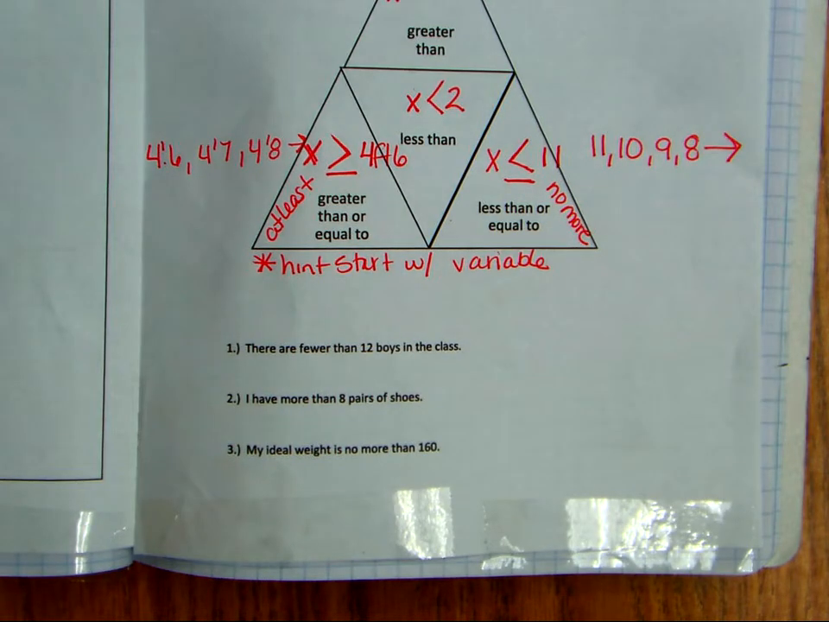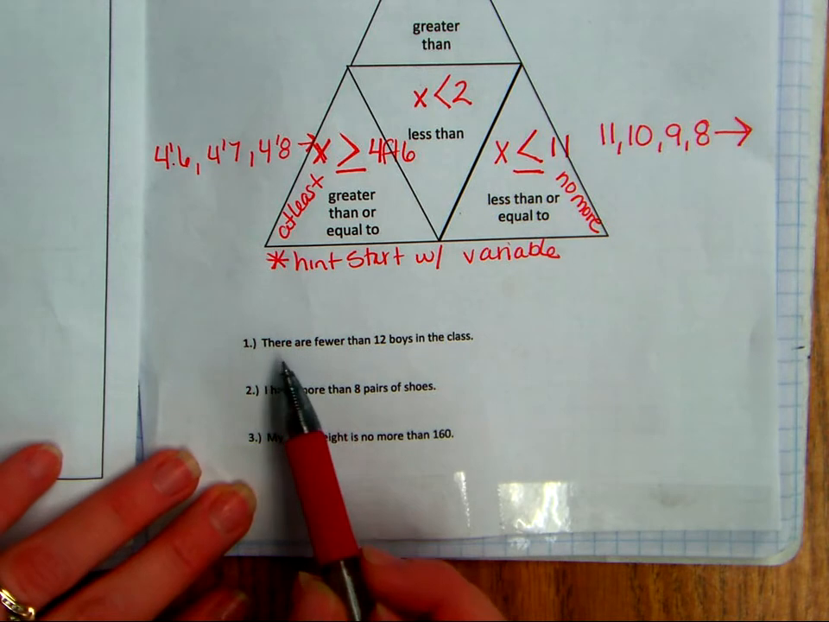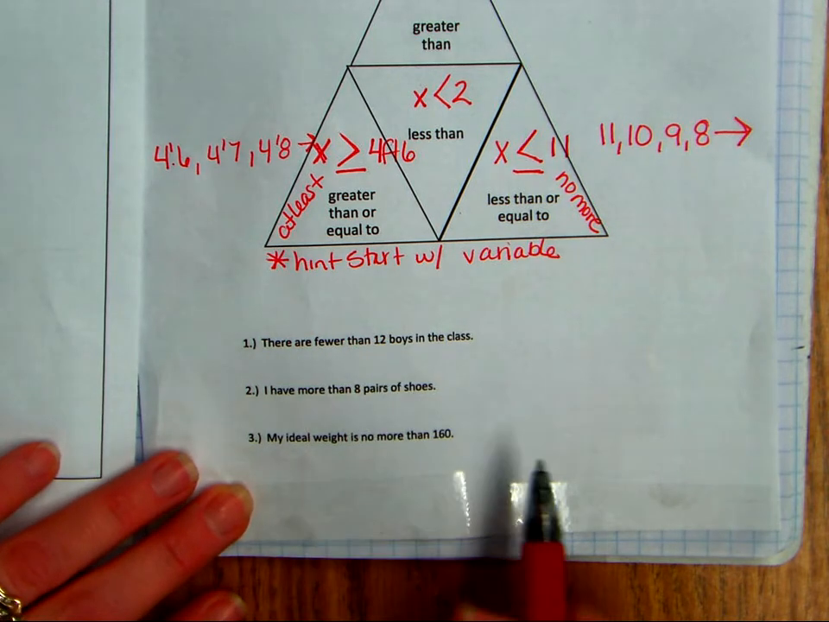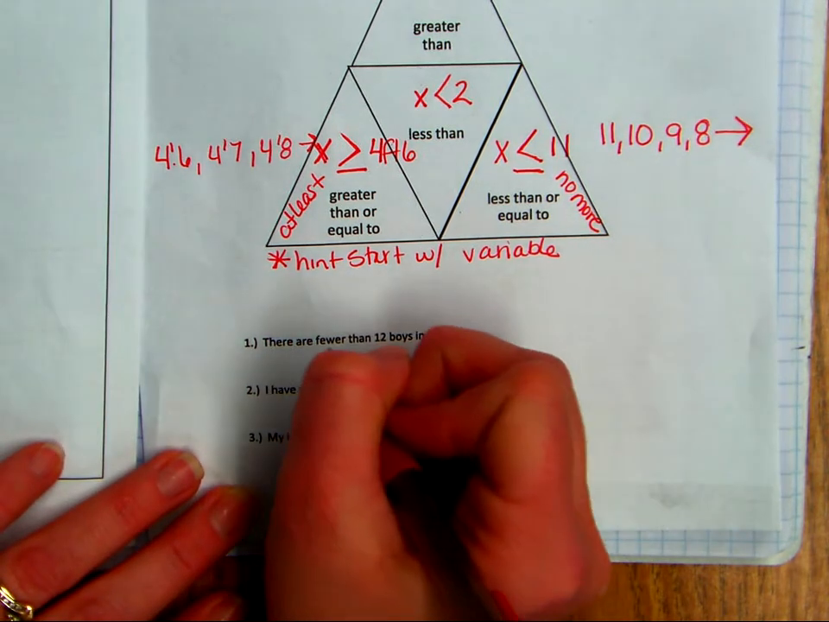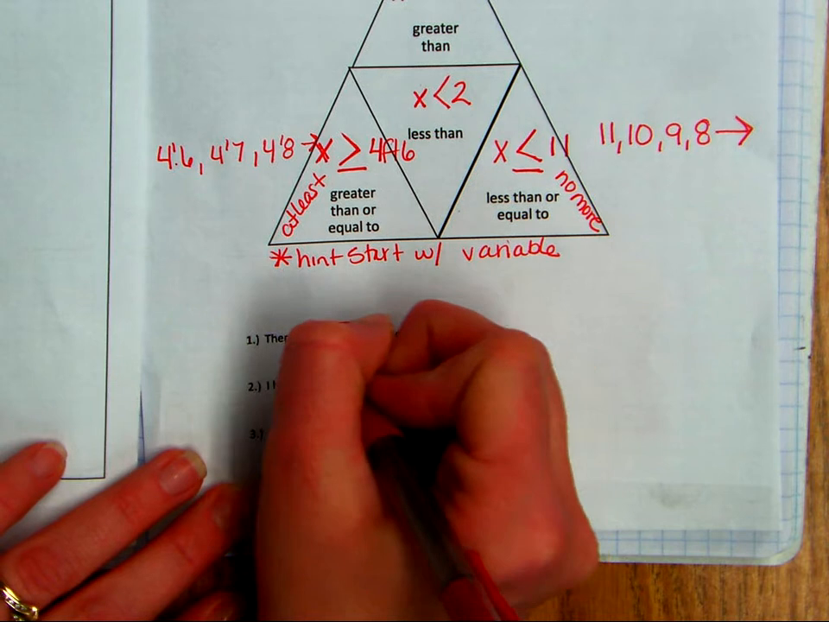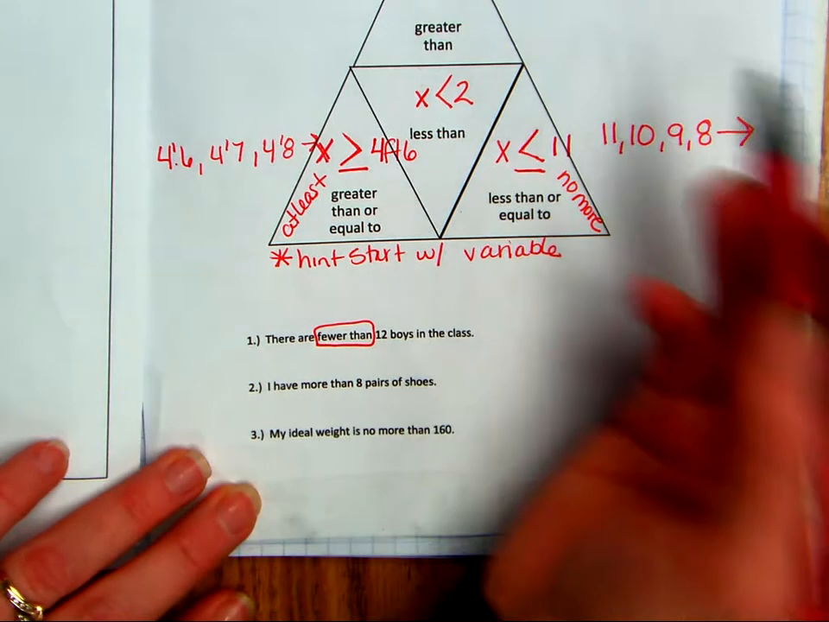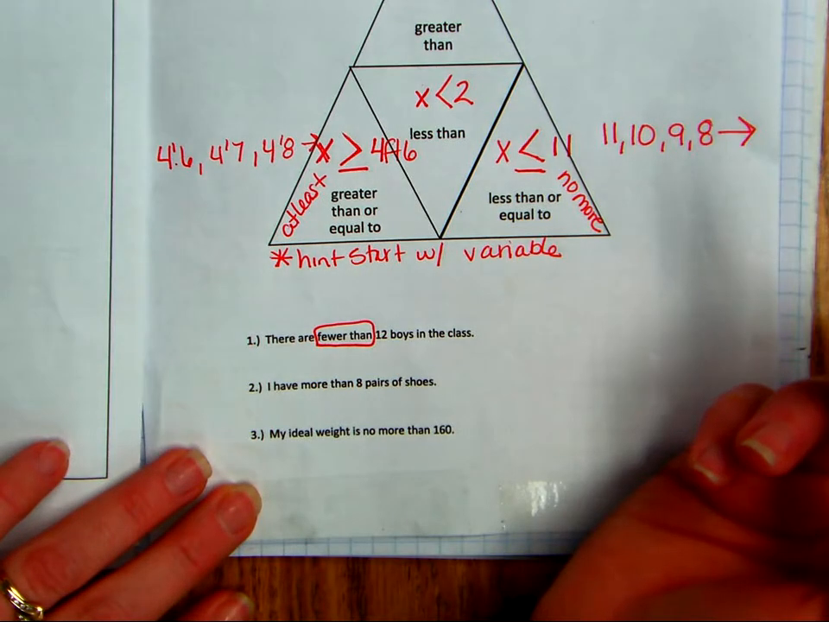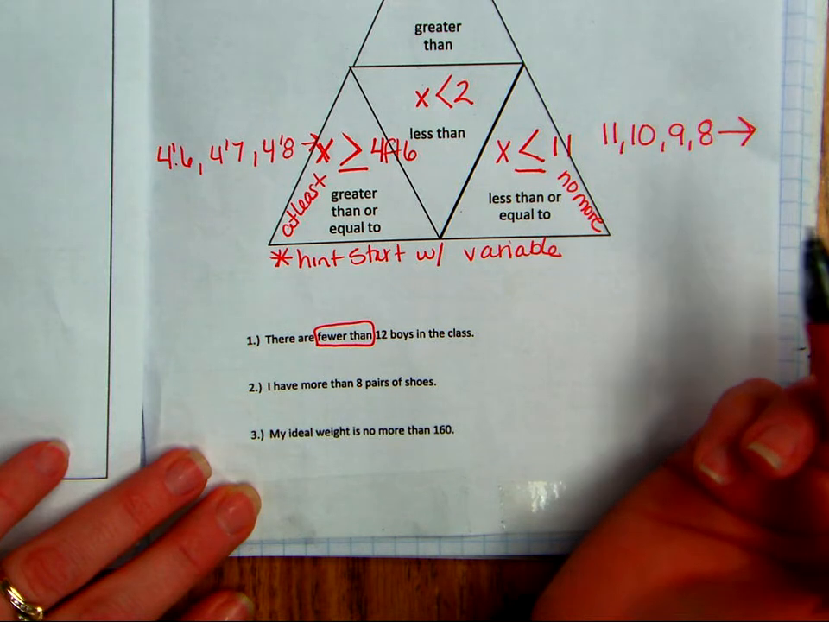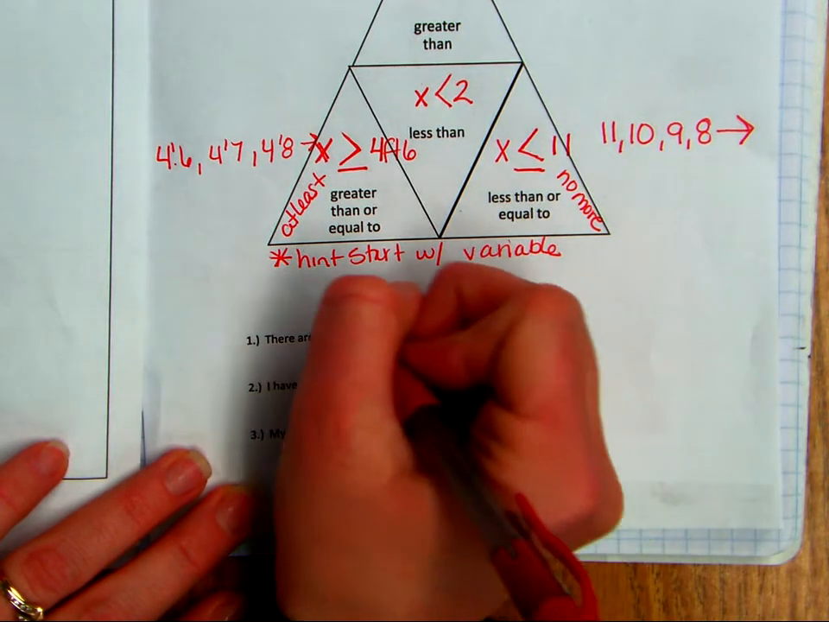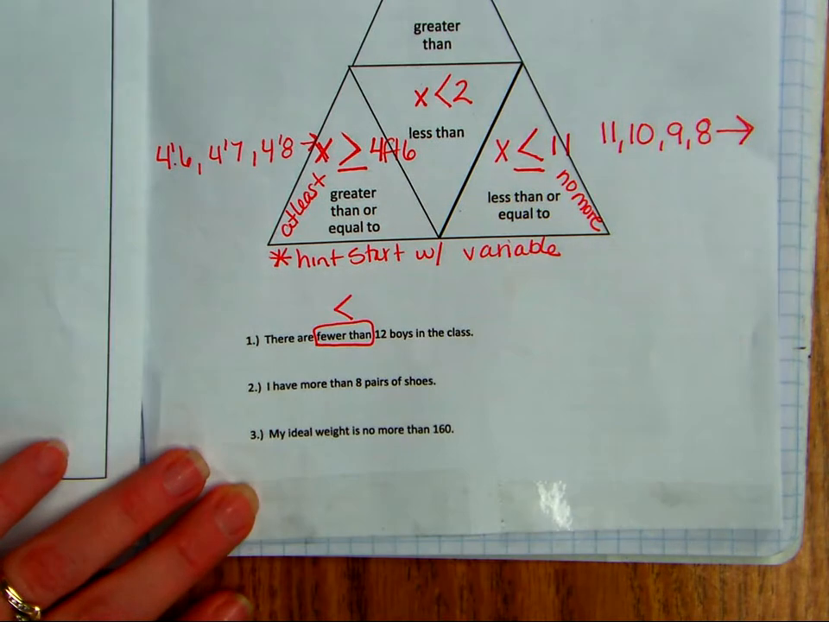What I like to do when I'm reading these, I like to mark the text a little bit. So I first go through and find any keywords in the sentence that are notes to me, like what the inequality would be. So in this first one, there are fewer than 12 boys in the class, okay? Fewer than, I'm going to circle that. Well, up here, fewer than means that there is less than. There's not more than. It's fewer than. So we're going to put the inequality for fewer than.